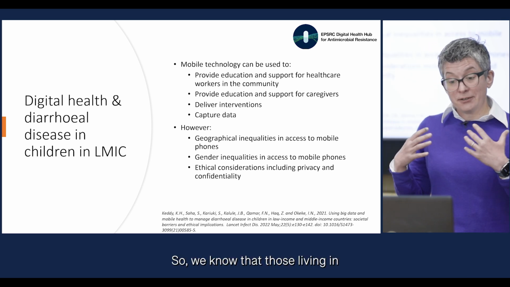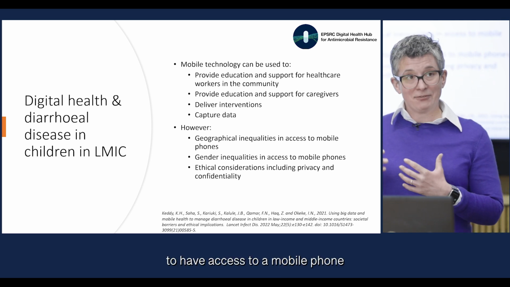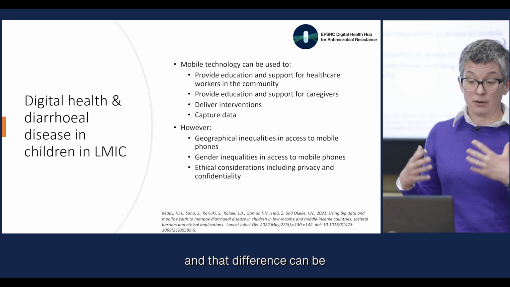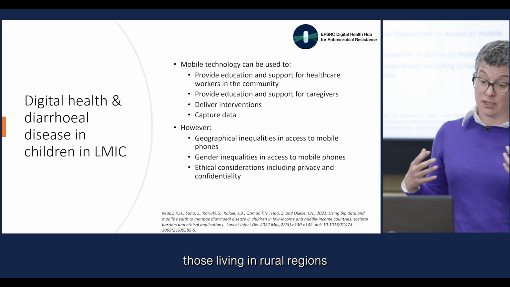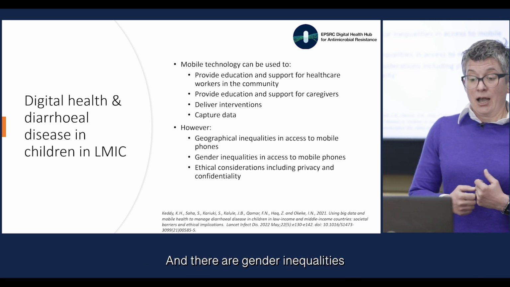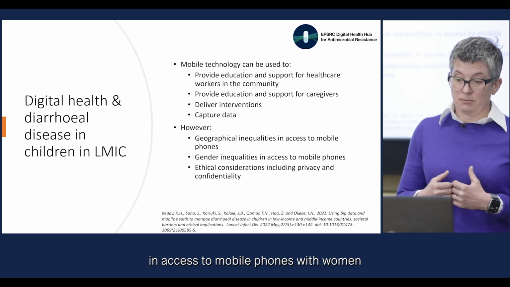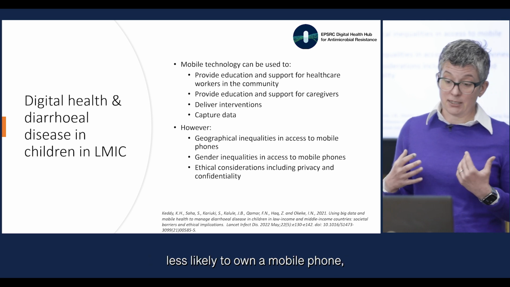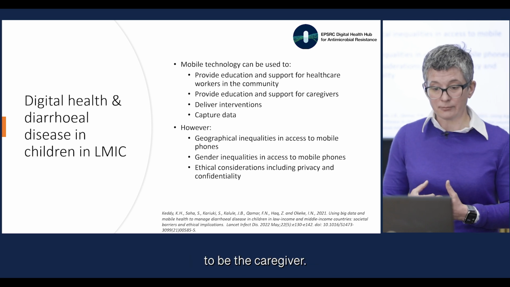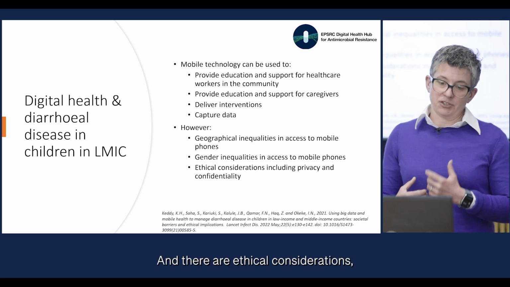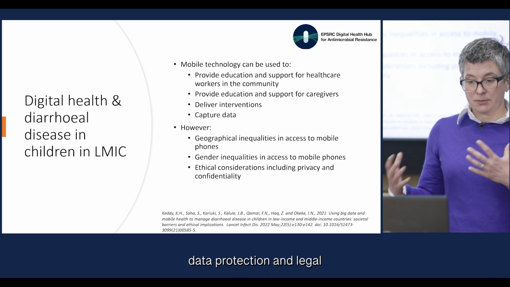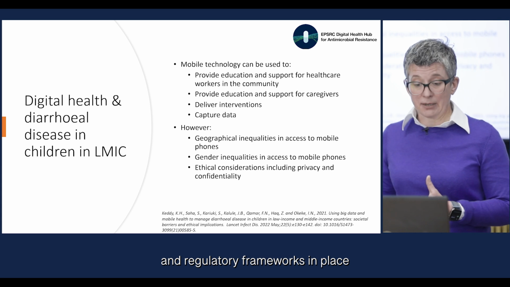We know that those living in rural areas are less likely to have access to a mobile phone than those living in urban regions, and that difference can be stark, with only 37% of those living in some rural regions having access to a mobile phone. And there are gender inequalities in access to mobile phones, with women less likely to own a mobile phone, but women are also more likely to be the caregiver. And there are ethical considerations, including privacy and confidentiality, and making sure you've got the data protection and legal and regulatory frameworks in place for that.